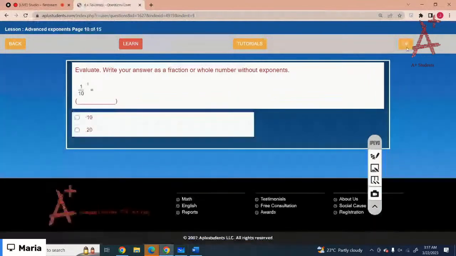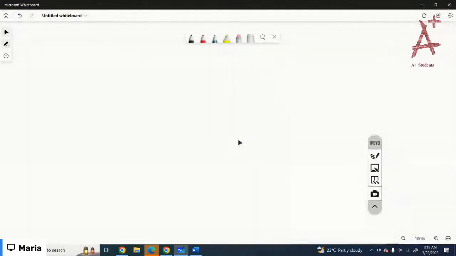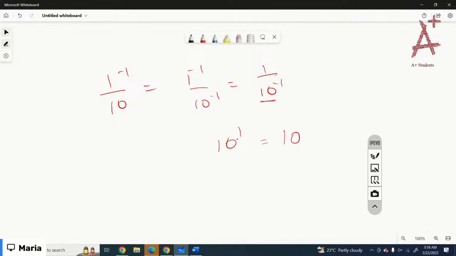Okay, 1 over 10 exponent negative 1. So which is the correct option, 10 or 20? It would be 1 exponent negative 1 and 10 exponent negative 1. Just move this 10 exponent 1 to the numerator and make it positive. So it would be 10 exponent 1, and 10 exponent 1 is 10. Got it? So the correct option is 10.